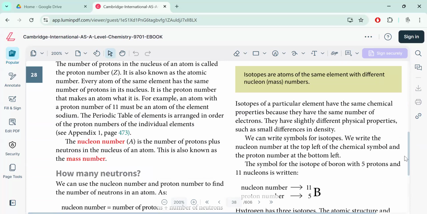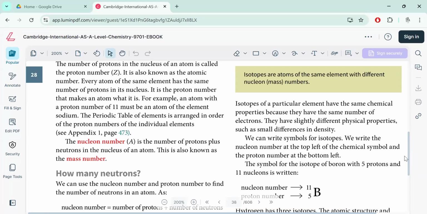So isotopes of a particular element have the same chemical properties because they have the same number of electrons. They have slightly different physical properties, such as small differences in density. So they can differ slightly. It's a little bit different due to the different number of neutrons. So we can write symbols for isotopes.